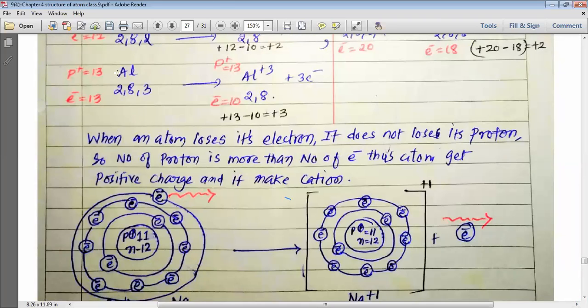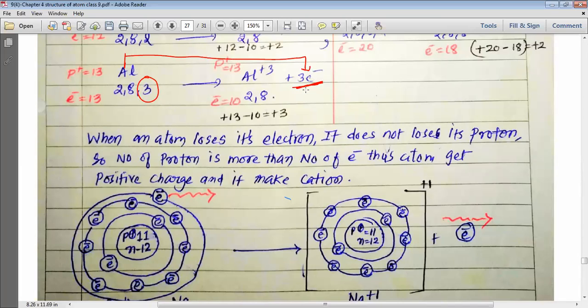Same way, my dear students, let us understand it with the example of aluminium. Aluminium has its atomic number Z equal to 13. So it has got 13 electrons and its electronic configuration is 2,8,3. As aluminium does not have any charge, it is electrically neutral, and that is why protons and electrons are equal. So aluminium has got 13 protons and 13 electrons. Now if you look into the valence shell or outermost shell, aluminium has got 3 electrons. So aluminium loses its 3 electrons, my dear students.